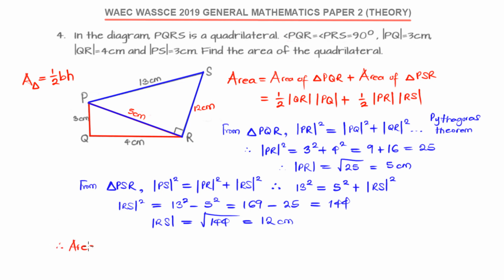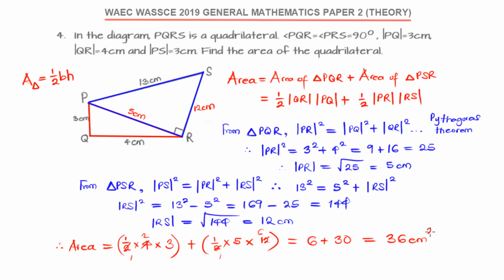So, having all these parameters down, we can go ahead to find the area of the quadrilateral to be half multiplied by QR. QR is 4, multiplied by PQ. PQ is 3, plus half multiplied by PR. PR is 5, multiplied by RS. RS is 12. We can just use 2 to cut appropriately, and this will give us 6 plus 30. Okay, 5 times 6 is 30, and that will be 36 centimeters square. So the area of the quadrilateral is 36 centimeters square.